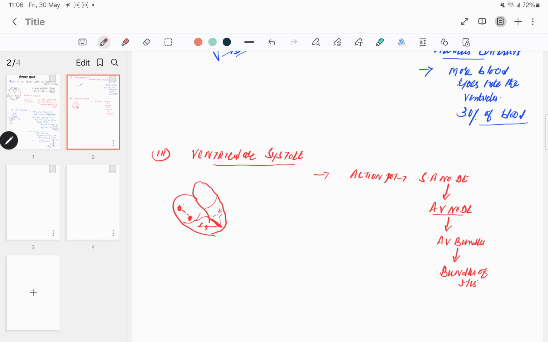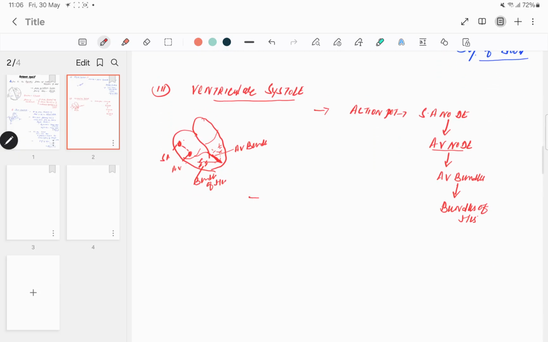In this way, the whole muscular wall is activated. This is the SA node. This is the AV node. This is the AV bundles. This is the bundle of His. So in this way, the whole ventricles contract.